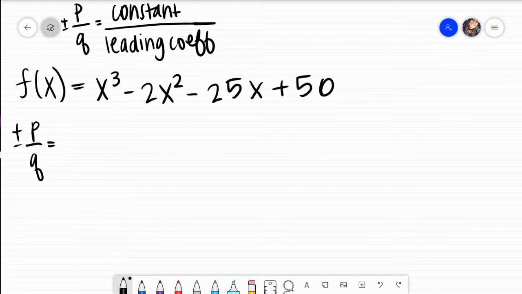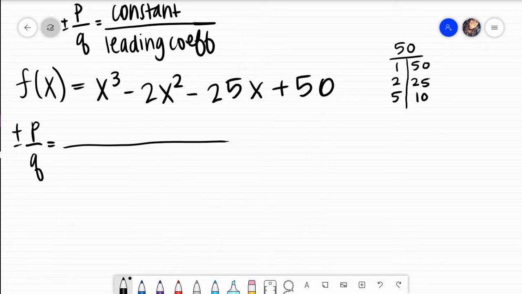You don't just write 50 over 1. Okay, what we're going to actually do is you can come over to this side. We need to know the factors of 50. So you would do a little factor tree. 1 times 50, 2 times 25, 3 wouldn't be, 4 wouldn't. We have 5 and 10. 6 is not, 7, 8, 9, they also are not. So those are our factors for 50.